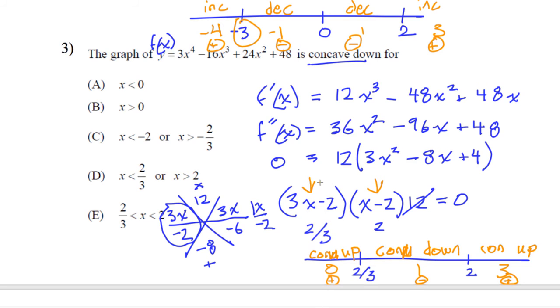Okay, so we're asking where is it concave down? It's obviously concave down between 2/3 and 2. Which one of these says it's between 2/3 and 2? It needs to be greater than 2/3 and less than 2. There it is. It's E.